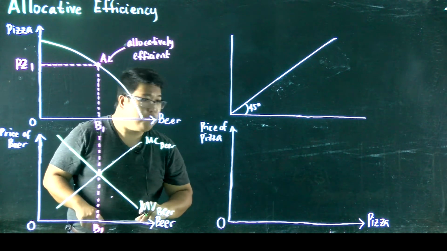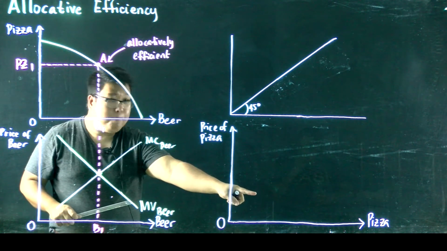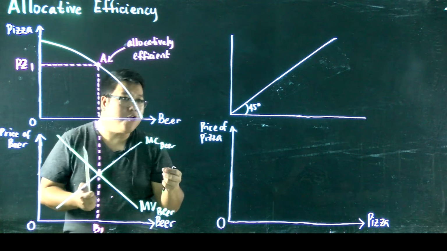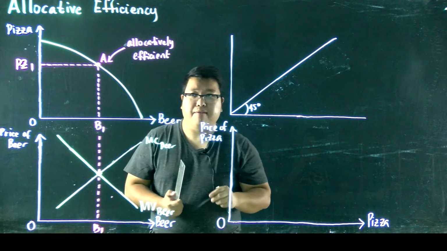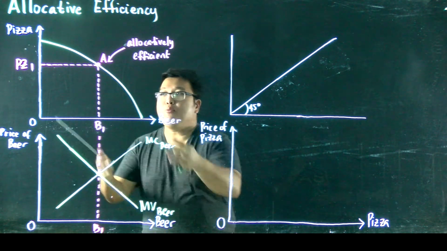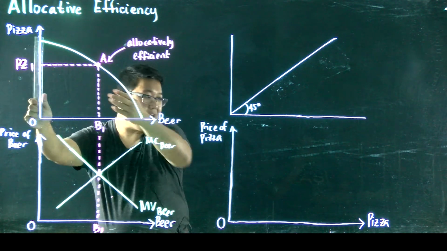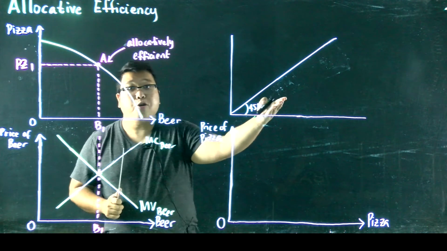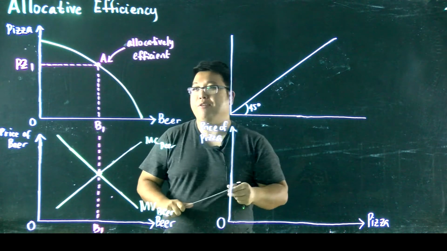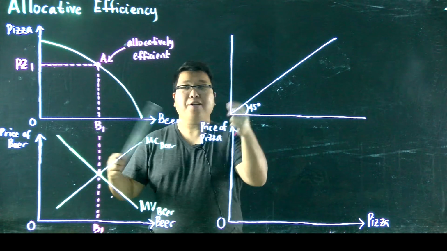Now, we also need information on pizza. We said earlier that point A is allocatively efficient. Now, the question is this: how do we transmit the information from this side going to this side? So I'm going to use a graphical device here, a 45-degree line. This is where the magic happens.